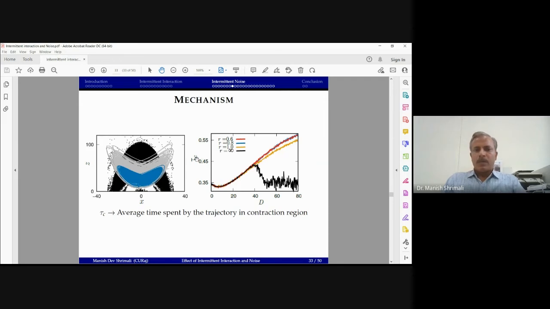Now, when you look at the time spent in the contraction region for different cases, you can see that for the normal case, when there is no restriction on noise, it increases and then starts dropping after a certain noise strength around 40. But in the case of the constrained noise, it is continuously increasing. Because of the constrained noise, we are able to confine the attractor in the contraction region, and that is the main cause for the synchronization with the larger basin stability in the extended region.